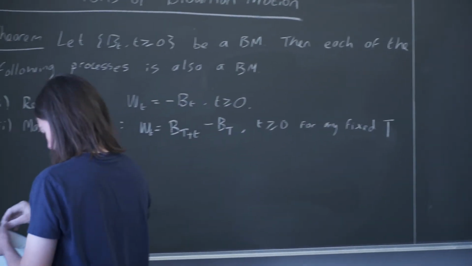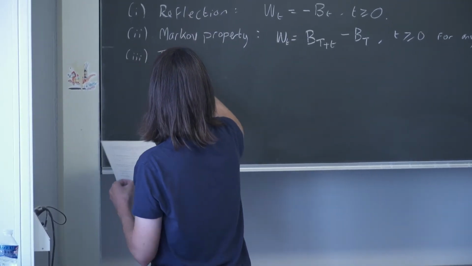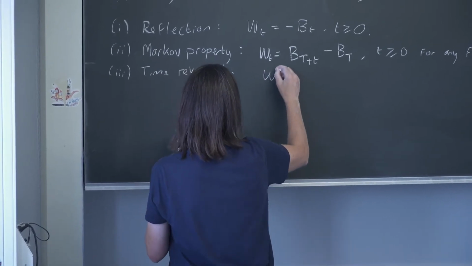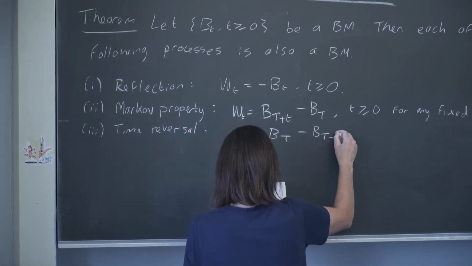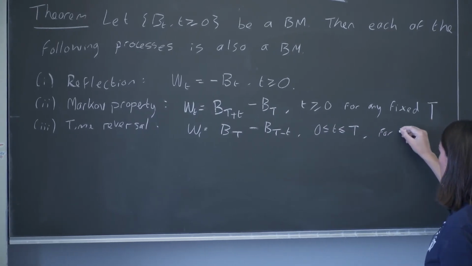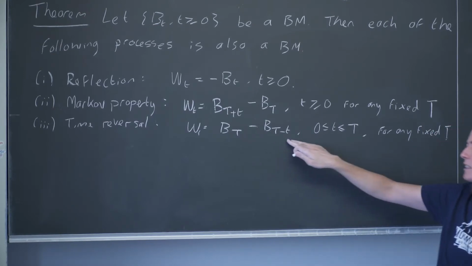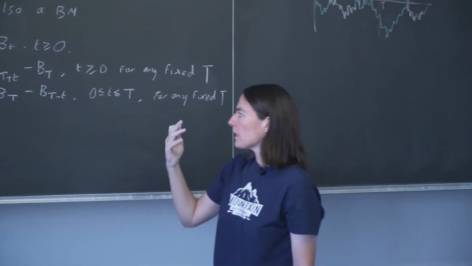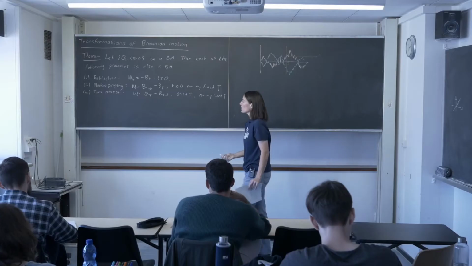Okay, third property is time reversal. So now we let W_t be equal to B_t minus B_{T-t}, for 0 less than or equal to t less than or equal to T, for any fixed T. Okay, so this one is only defining a stochastic process on a bounded interval, but given that we've got a stochastic process restricted to this bounded interval, it still satisfies all of the conditions of Brownian motion.